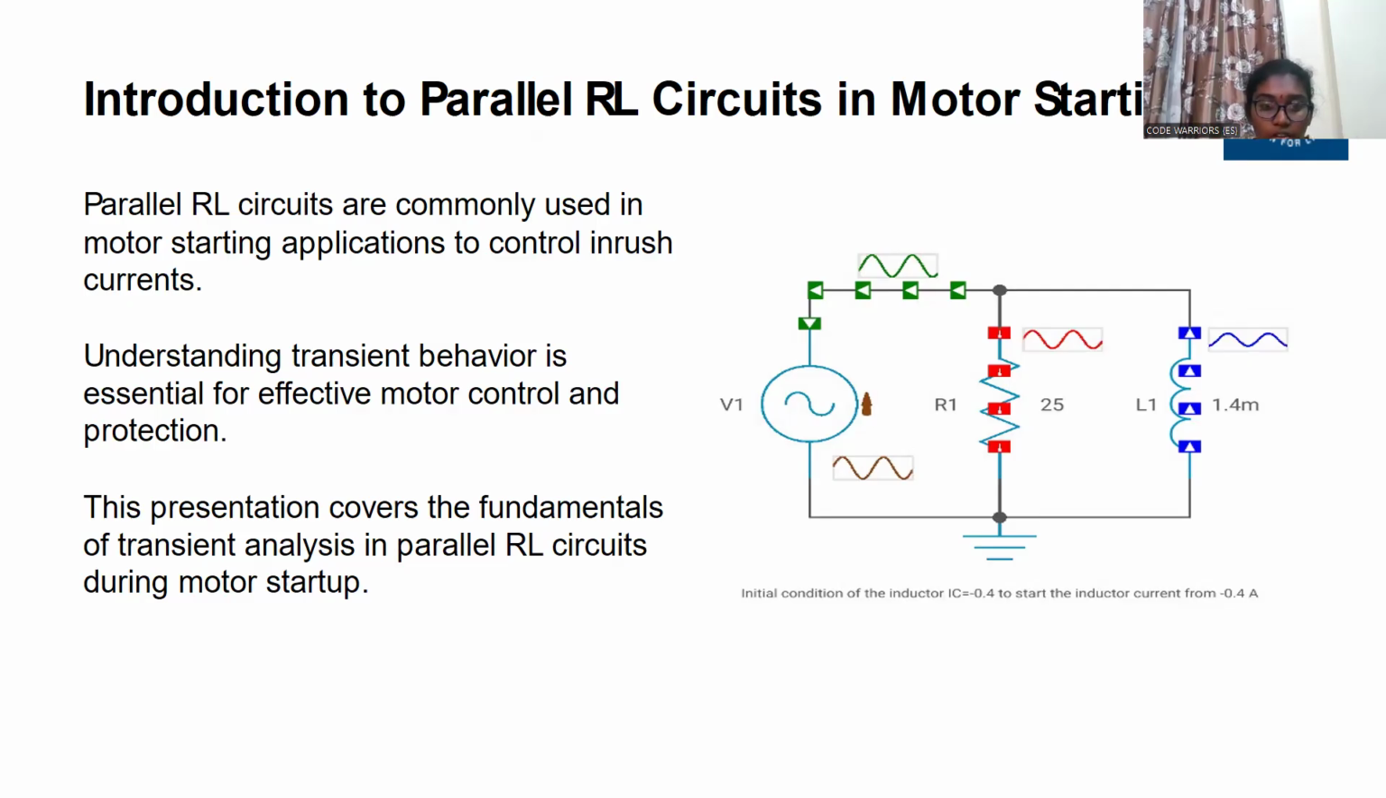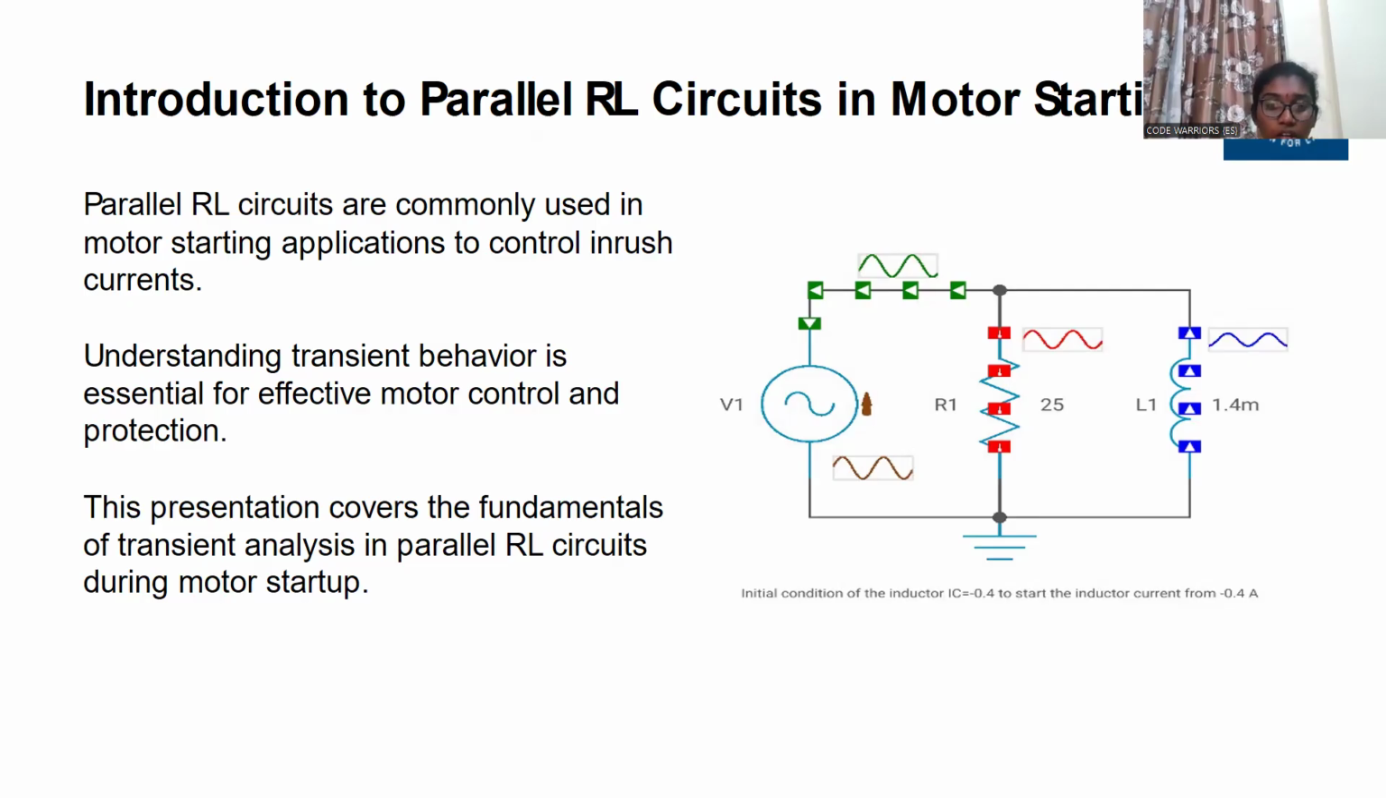What are transients? Transients are temporary changes in current or voltage when a circuit is switched on or off. In motor starting, current doesn't instantly reach a steady value. It changes over time. Motor starting and RL behavior: when a motor starts, it behaves like an inductive load. Initial current is very high, the inrush current. The inductor opposes sudden change in current, so the current increases gradually. Energy is stored in the magnetic field.